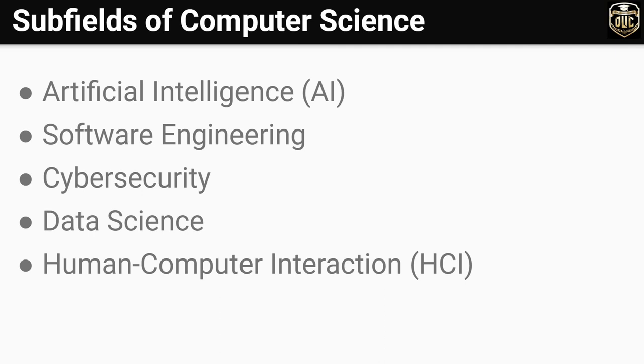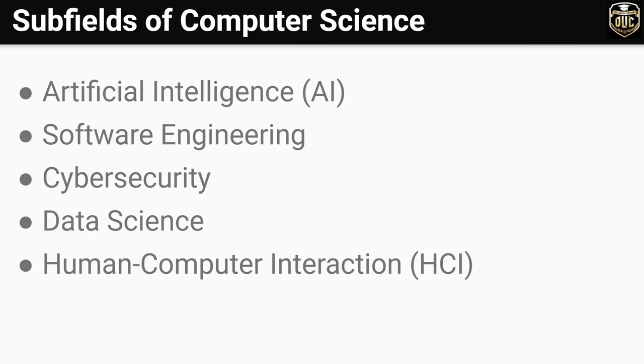Computer science is a vast field with several specialized subfields. Artificial intelligence, AI, focuses on creating systems that can perform tasks typically requiring human intelligence. Software engineering deals with designing, developing, and maintaining software systems.